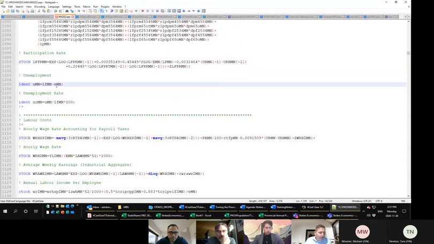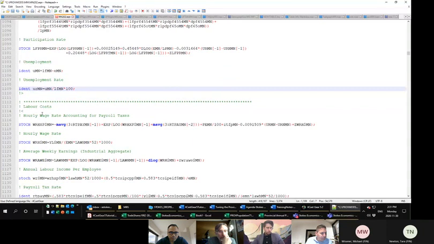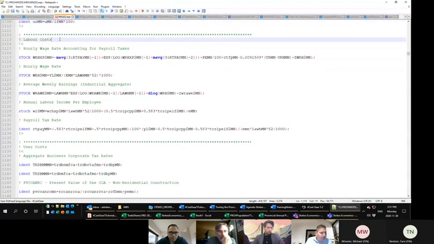So again, just some other identity definitions here: unemployment, the level, and the rate. Okay, so moving into labor costs now, and we'll get into the price side of the model and some of the tax information here. So we have, again, for the payroll accounting components, the average hourly wages.